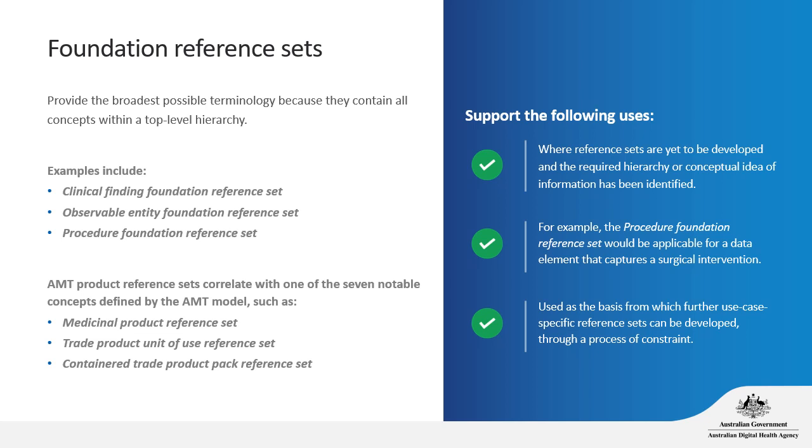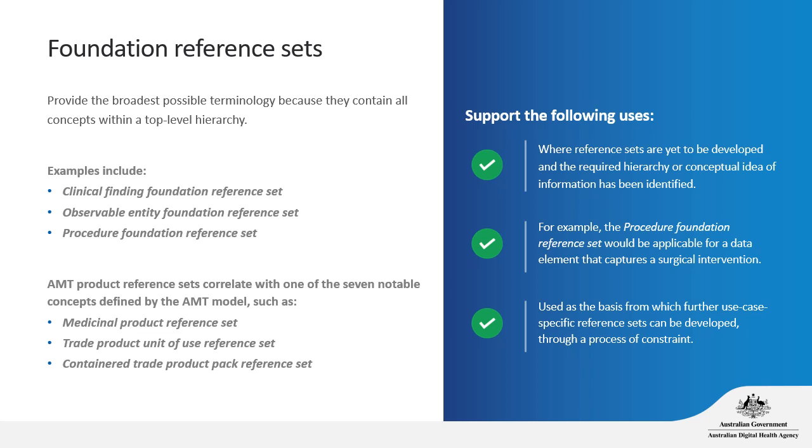Of the reference sets published on the NCTS, the 16 foundation reference sets contain the broadest possible terminology content because they contain all concepts within a top-level hierarchy. For example, looking at SNOMED CT-AU, all concepts in the procedure hierarchy are contained within the procedure foundation reference set, while all concepts in the clinical finding hierarchy are contained within the clinical finding foundation reference set. For AMT, each of the 7 notable concept levels of the model is also represented by a foundation reference set. For example, the medicinal product reference set or the container trade product pack reference set.